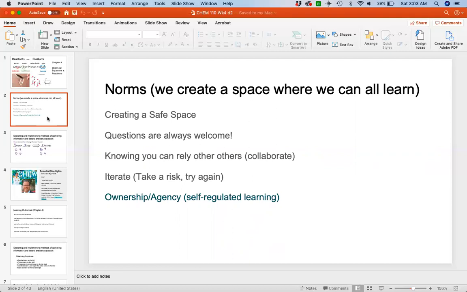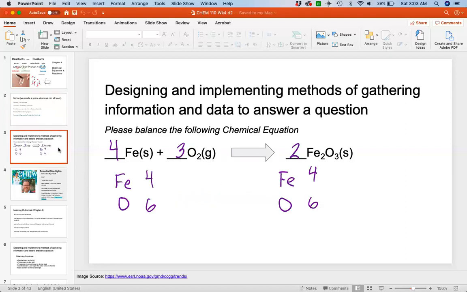Part of our ability as scientists to do the work that we do is because we can collaborate together. And that includes checking our work, helping catch mistakes, but also being able to ask questions to help each other understand what makes sense and maybe what doesn't. And then we've talked about iterating, this willingness to take a risk, to try again. And then I've been putting a big emphasis on this idea of ownership or agency, this idea that we can self-regulate our learning.